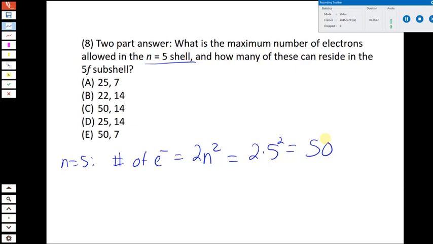Okay? But if we want to look at 5f, now we want to know how many of these 50 electrons reside in the 5f subshell. So that should be some number less than 50, obviously. For 5f, we have a value of n and a value of L, so we're going to use the equation that involves L to figure out how many total electrons could be in this subshell. So the number of electrons in a subshell, with an n and an L value considered, is 2 times (2L plus 1).